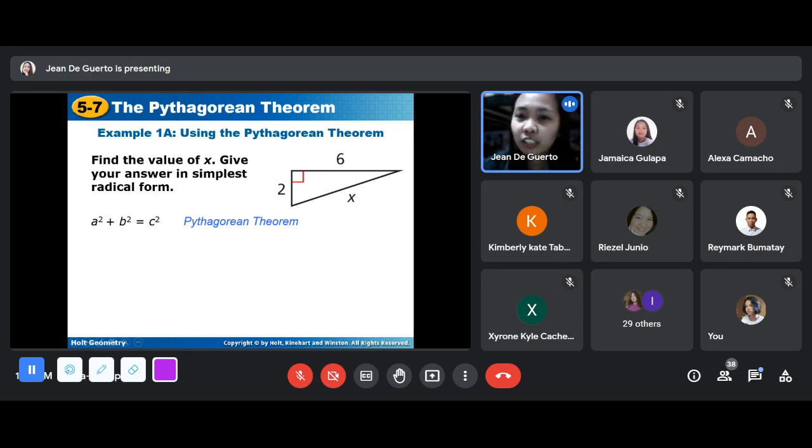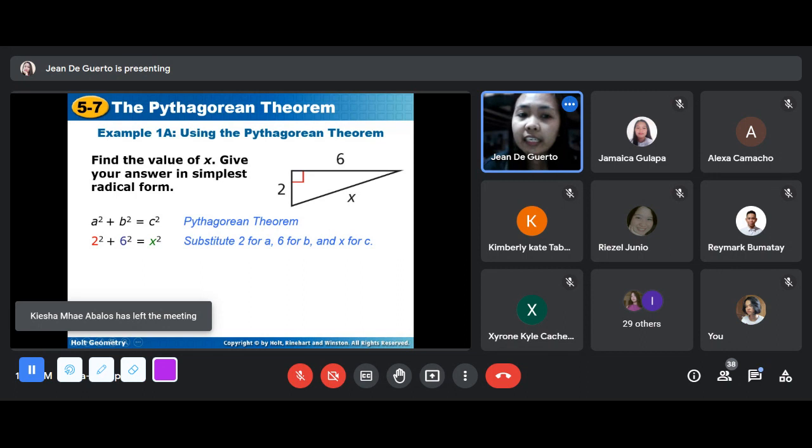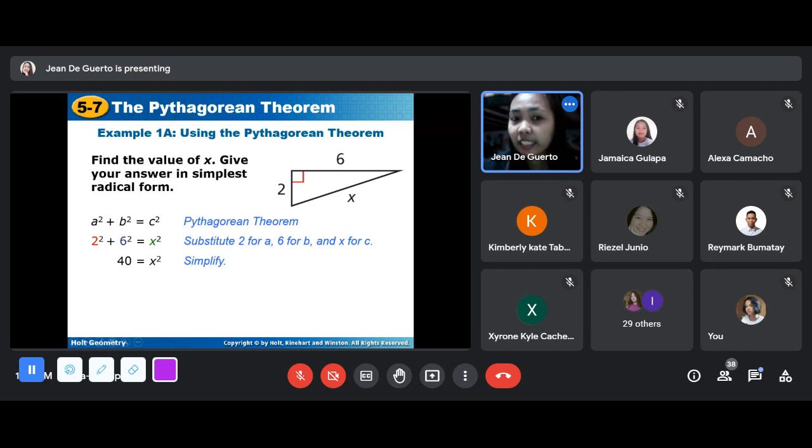Okay, so substitute natin. So therefore, we have 2 squared plus 6 squared is equal to x squared. Okay, and then after substitution, we need to simplify. Isi-simplify natin yan para mapunta tayo dun sa binigay na equation ni Remark. So 2 squared plus 6 squared, so therefore, we have 4 plus 36. So you have 40.